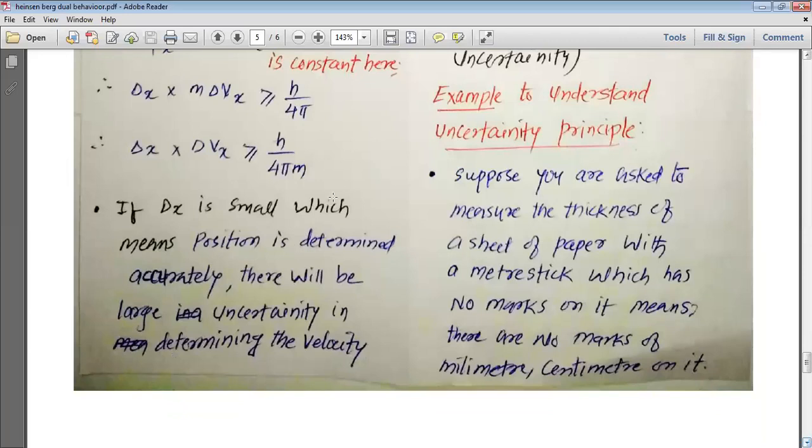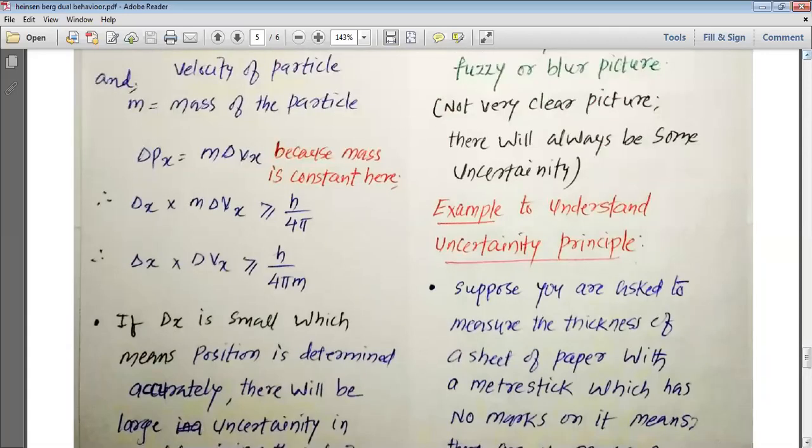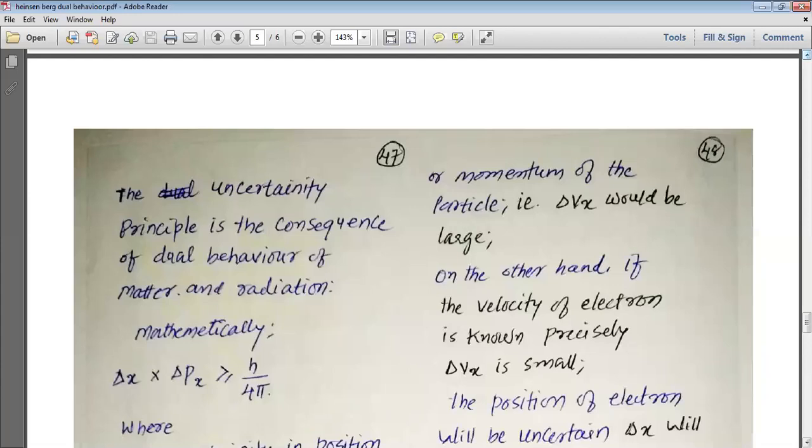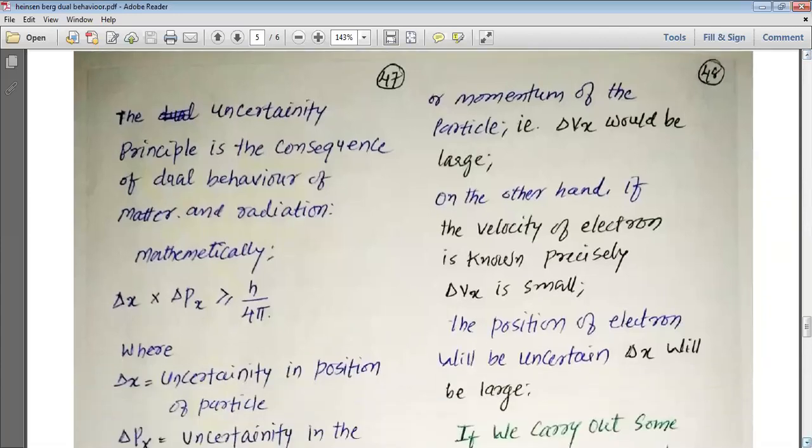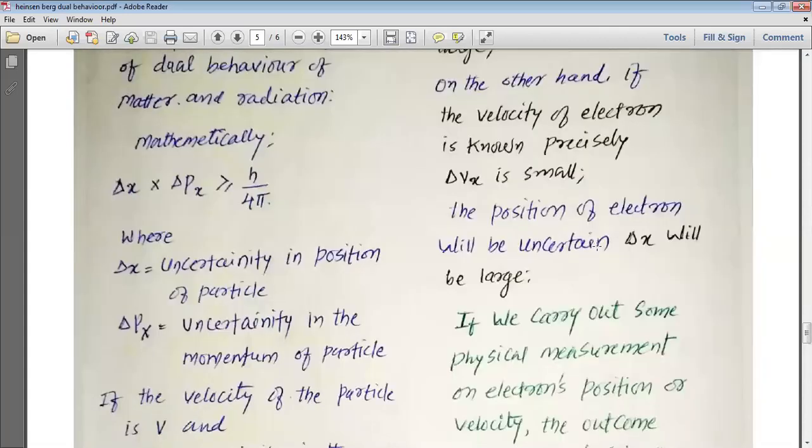So if delta x is very small, which means the position is determined accurately, there will be a large uncertainty in determining the velocity. If we put the value of delta x very small, then the delta vx value will be very high, and that is why the uncertainty in velocity would be very large. On the other hand, if the velocity of the electron is known precisely, that means delta vx is small, then the position of the electron will be uncertain, that means delta x will have a large value.